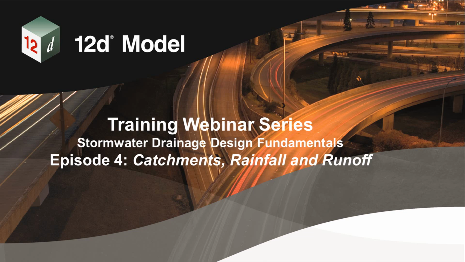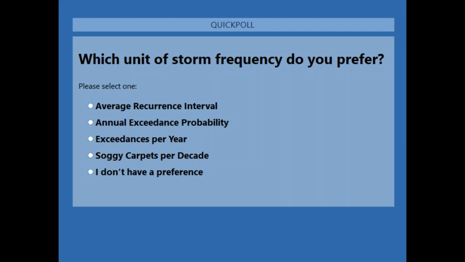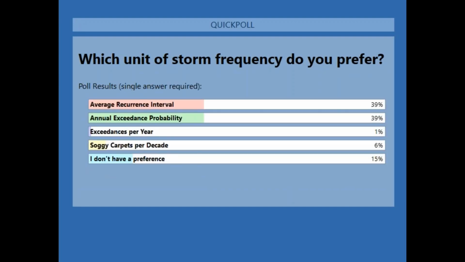While we wait for everyone to finish joining and get comfortable, I'll launch a polling question. You'll have about 30 seconds to answer about which unit of storm frequency you prefer, and then I'll show the results. Okay, so a bit of a mix of answers. I'm glad to see Soggy Carpets per Decade got some votes there because that was certainly my favourite.